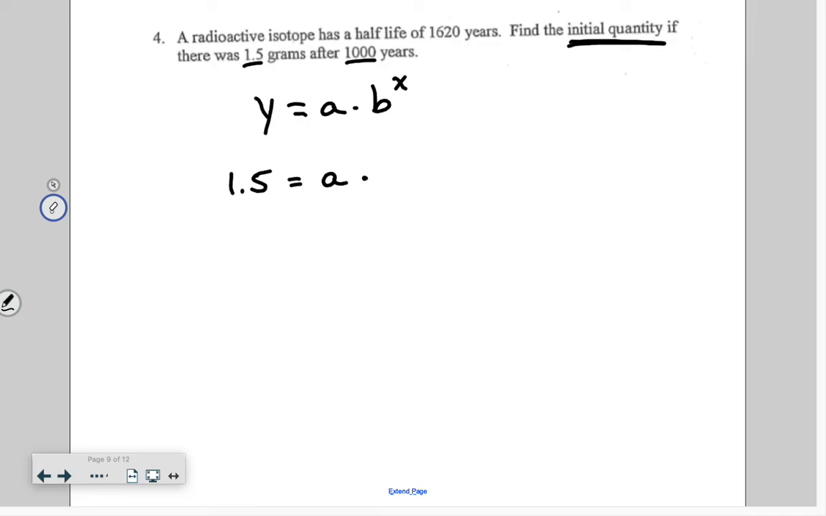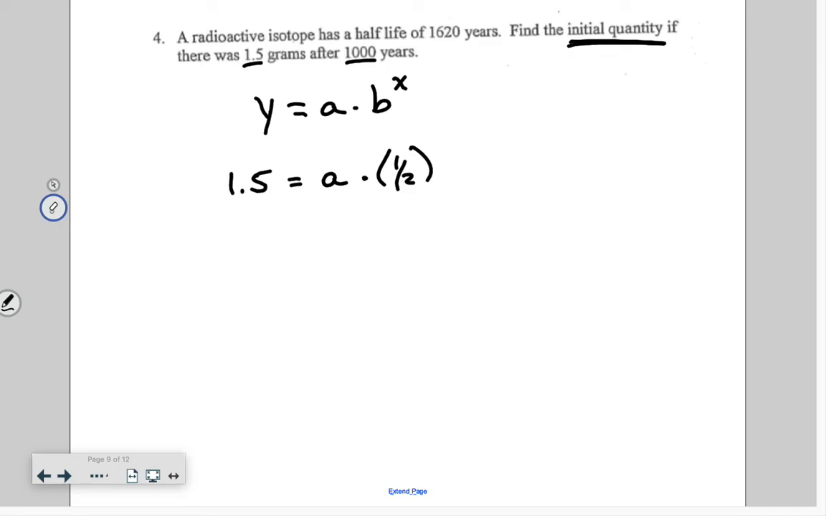What's my multiplier? Please don't overthink this. Yeah, it's a half-life problem. We're always taking a half, and then half of that, and half of that, and half of that. You're constantly multiplying by a half. That's your multiplier. Half of what you started with, and then half of that again, and half of that again. So your B value is a half.